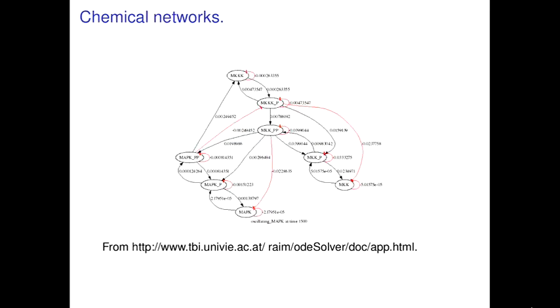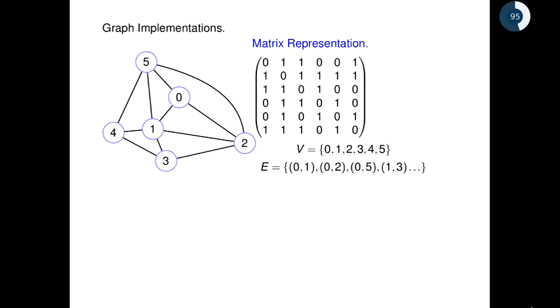The chemical networks. These are chemicals. This tells you how they're all interacting. These graphs are everywhere. Okay. So let's think about implementations. How do you implement it?